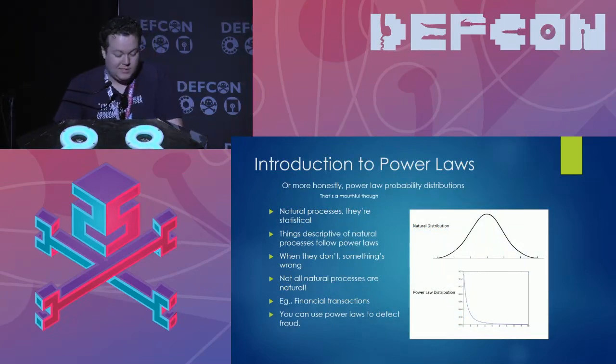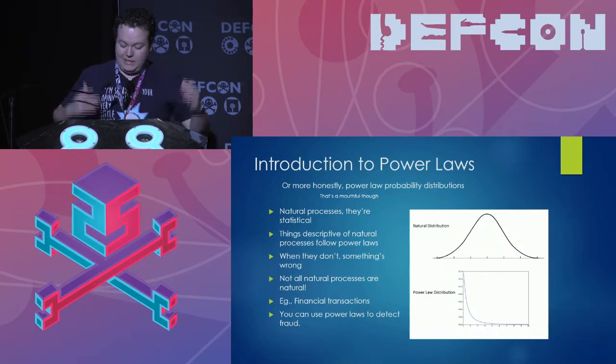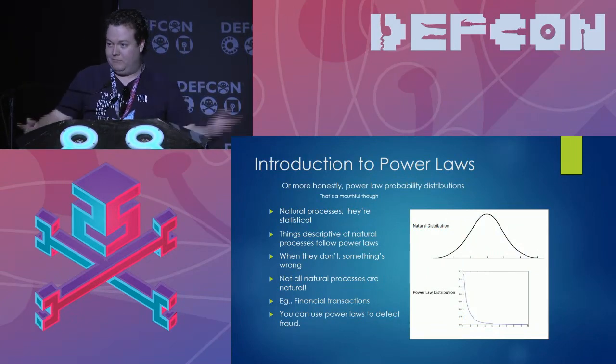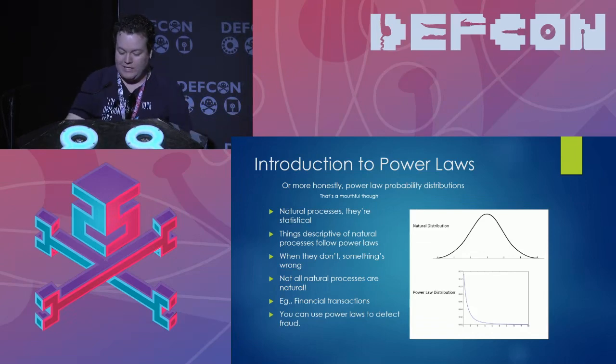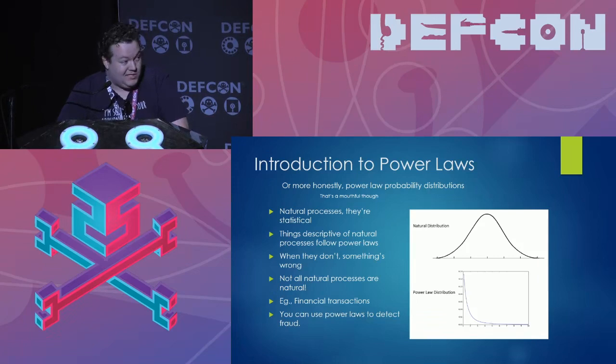So, power laws, or more honestly, power law probability distributions, which is a mouthful, so nobody's got time for that. Basically, there are natural processes out there in nature. Earthquakes, light from stars, mutation in DNA, language, that sort of thing. The things that are descriptive of these things tend to follow these things called power law distributions, which is the second graph over there. There are a couple of popular ones that are well known.